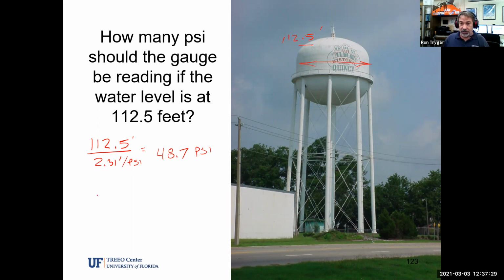If you wanted to use the multiplication factor of 0.433, it would look like this: 112.5 feet times 0.433 feet per PSI. And what do we get for this? 112.5 times 0.433, and I get 48.7 PSI. So there we go. We came up with the same units on this one, 48.7 PSI. So it checks out. Guess we did all right.